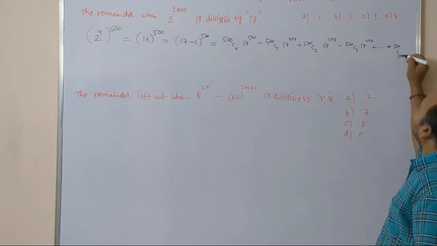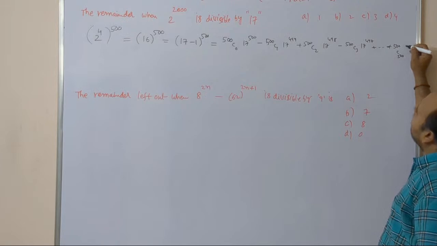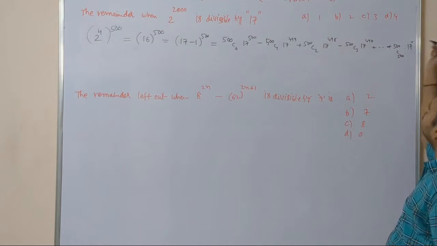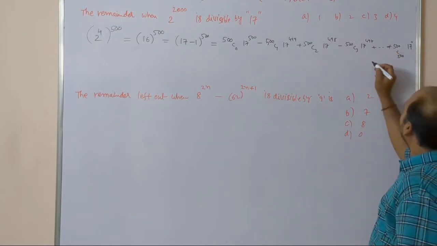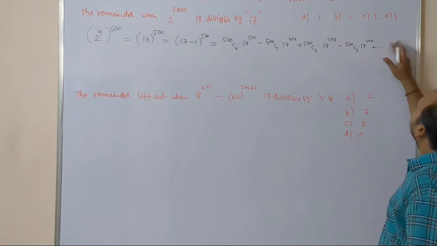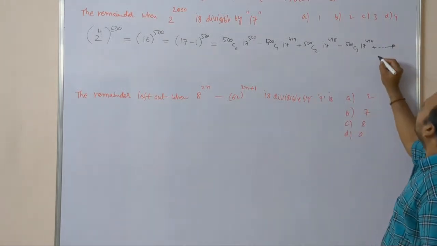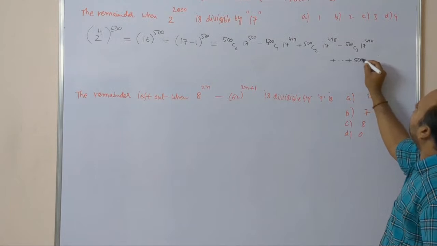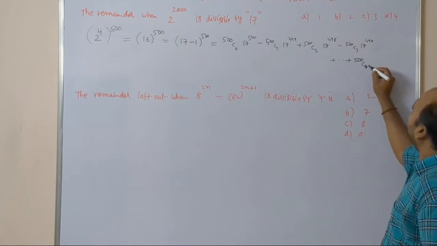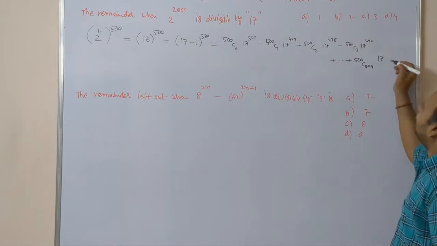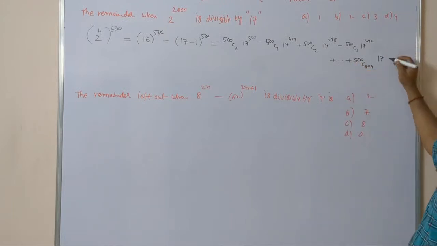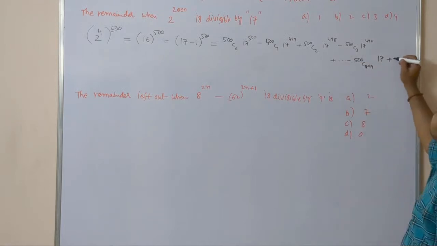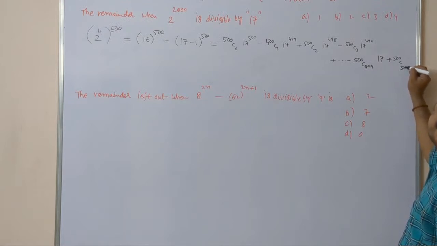500C500, 17 power 1 only will come here, 17 power 0. Before that, here I forgot to write. Why? Because the remainder means we lost 2 terms, it comes as 500C499. So 17 will come here, 500 minus 499 is 1. Plus, this will be minus only, no? Odd number. So next 500C500 into 1 will come.